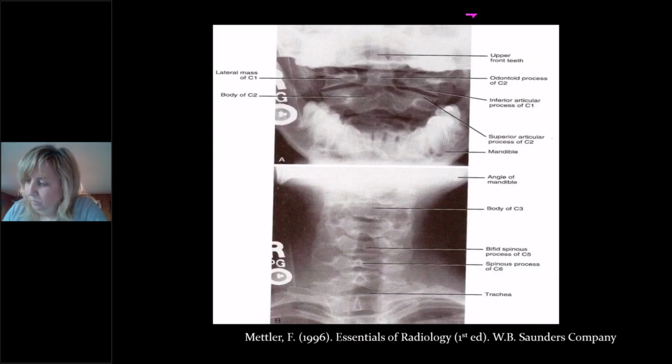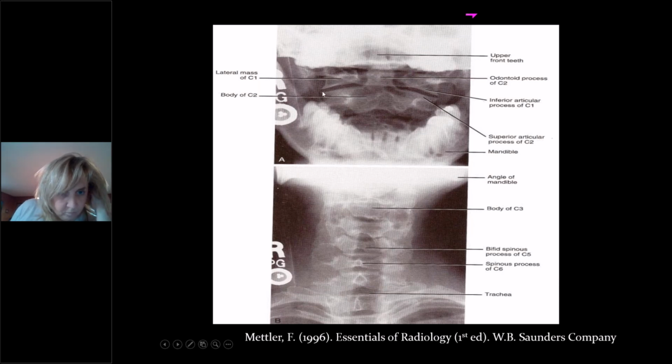That top view is that open mouth view I was talking about. They take a picture of patients opening their mouth, shooting straight back. We see the arch of C1 here, and on each side are the lateral mass of C1. This whole thing is C2.